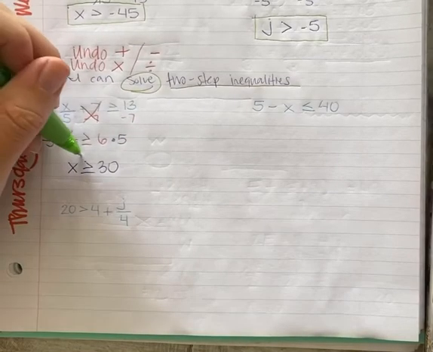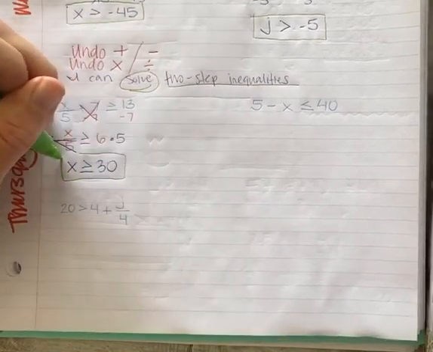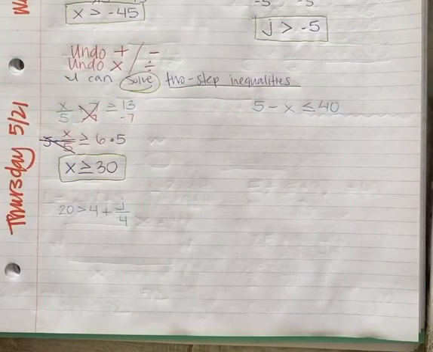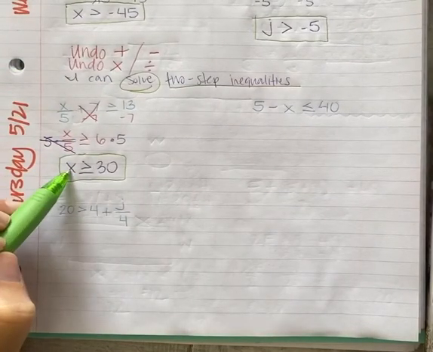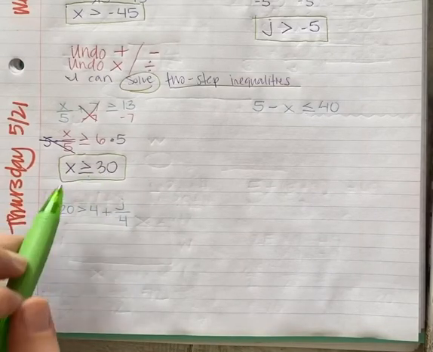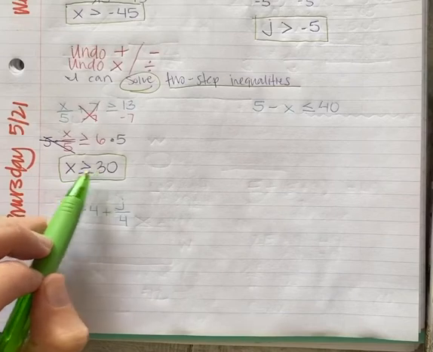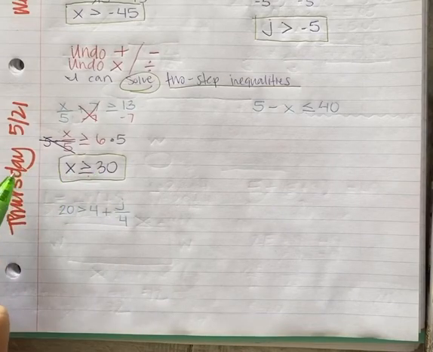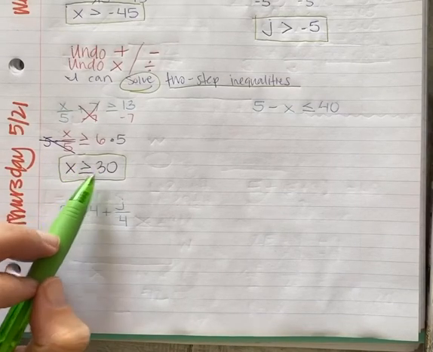So that means that my solution has to be a number that's greater than or equal to 30. Could it be 30? Yes, because 30 is equal to 30. Could it be 31? Yes, 31 is greater than 30. Could it be 29? No, 29 is not greater than or equal to 30.